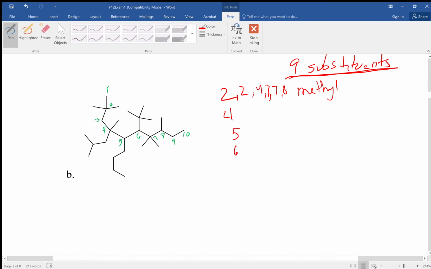At carbon 4, we have a 4-carbon substituent, but it's not a straight chain butyl group like we have at carbon 5. So carbon 5 is 4 consecutive carbons in a straight line. That makes it a butyl group. But carbons 4 and 6 are also butyl groups, but different arrangements. And so these are some of those non-standard substituents that you just have to know. So carbon 4 is an isobutyl group, and carbon 6 is the tert butyl group.